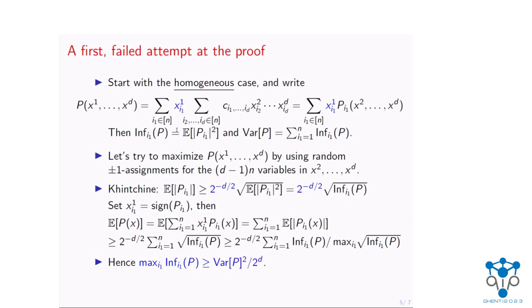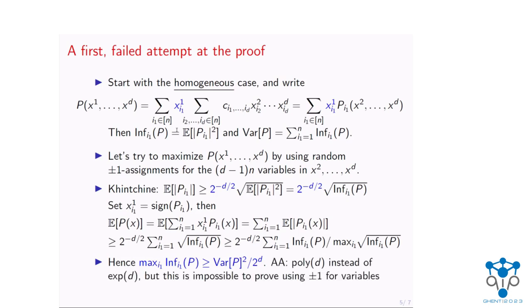Right, so the Aaronson and Ambainis statement would be some statement like this, but then with a polynomial dependence in d rather than an exponential dependence in d. And unfortunately, you can show that you can't get such a result if you plug in pluses and minuses for your variables.